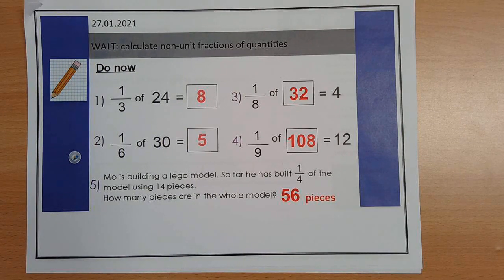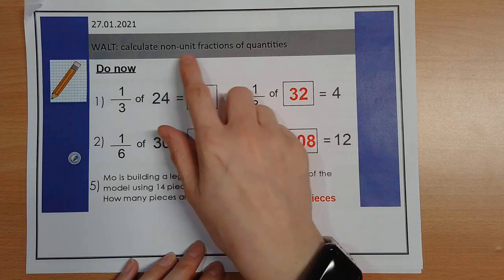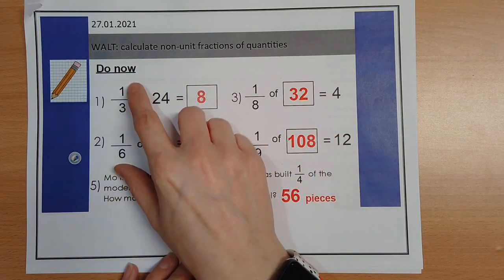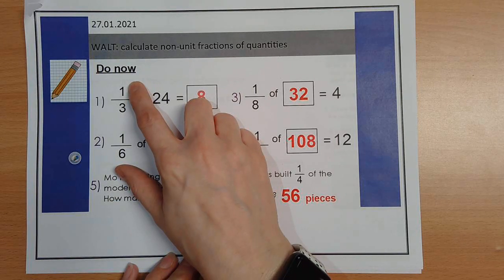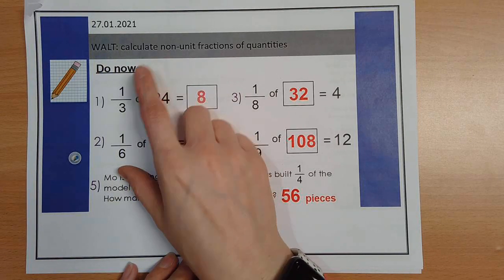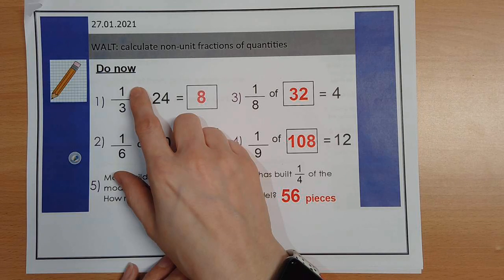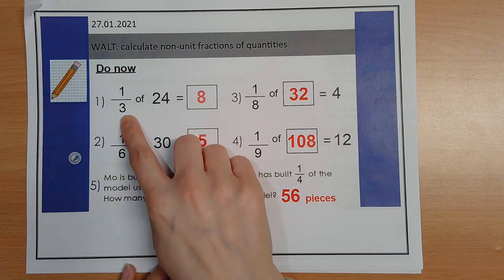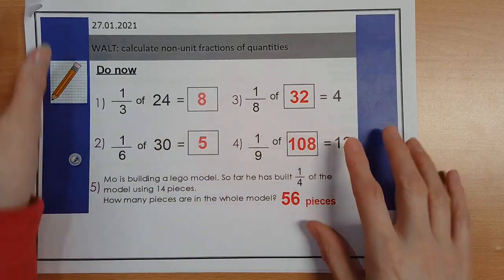So today we are going to be looking at calculating non-unit fractions of quantities. So yesterday we were looking at unit fractions where the numerator is 1. Today we're going to be looking at non-unit fractions where the numerator is larger than 1, but it's still, remember, smaller than my denominator, or that would be an improper fraction. Okay.